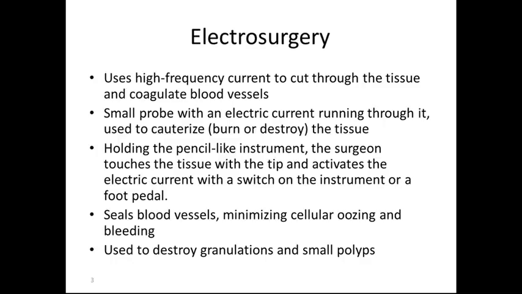There are several different types of surgeries, and the first one we are going to talk about is electrosurgery, which uses high-frequency current to cut through the tissue and coagulate blood vessels. A small probe with the electric current running through it is used to cauterize or burn or destroy the tissue. Holding the pencil-like instrument, the surgeon touches the tissue with the tip and activates the electric current with a switch on the instrument or a foot pedal.